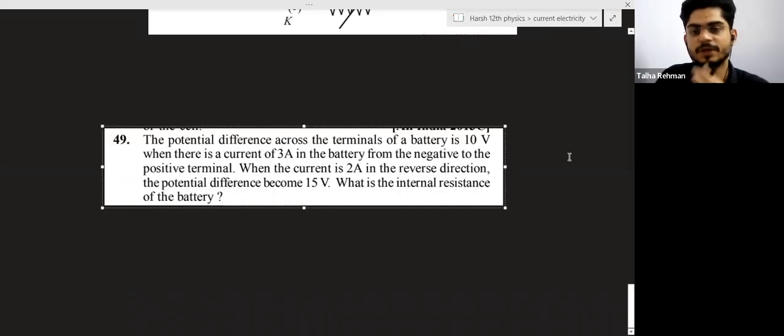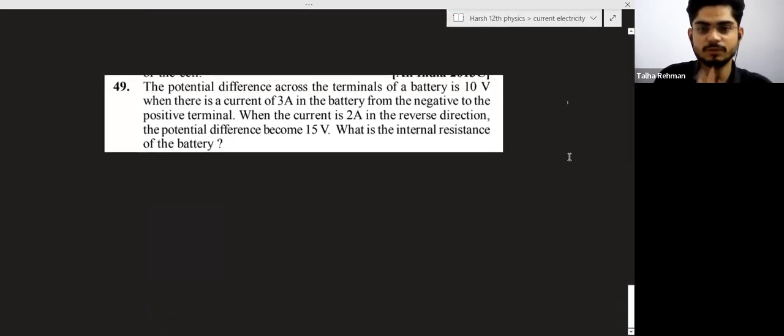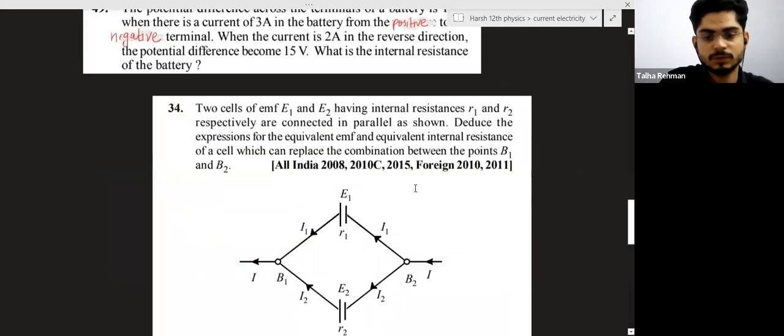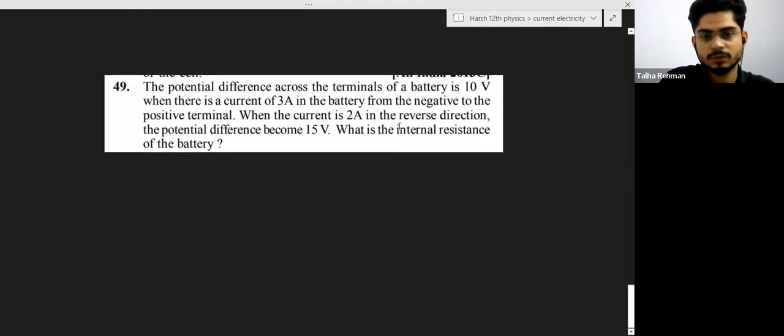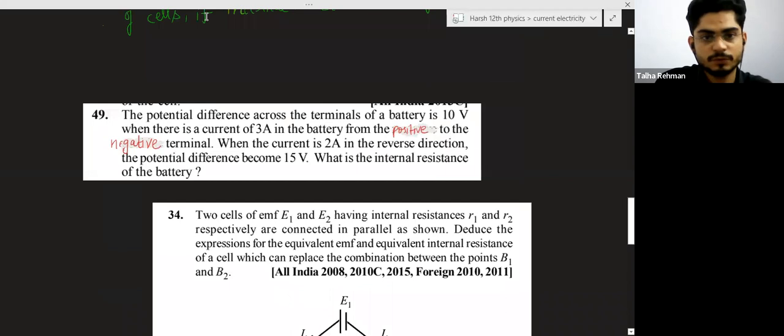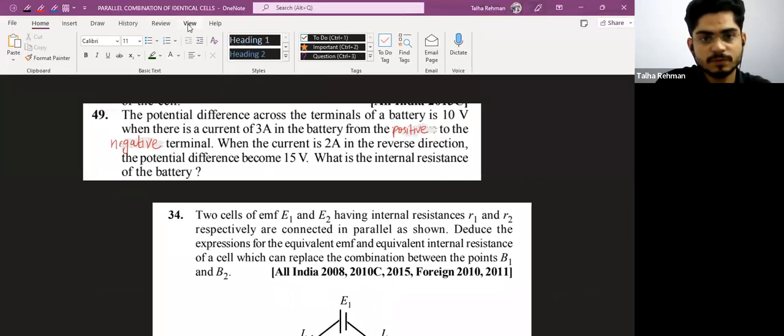And these are very good questions, I will say. These are the previous year CBSE questions. So first I will solve this question.